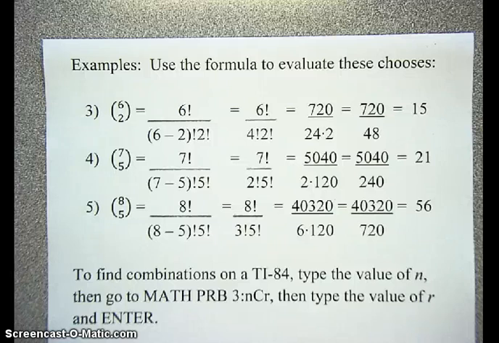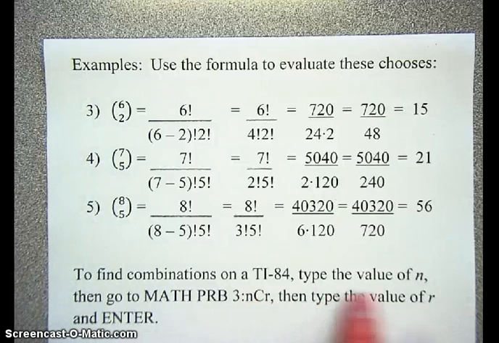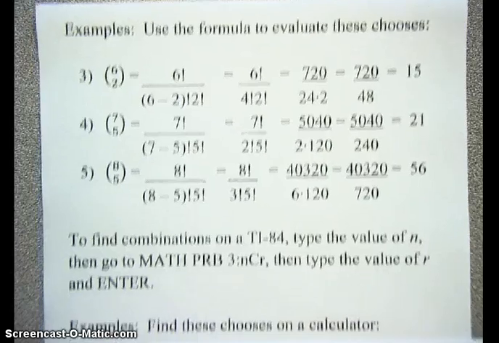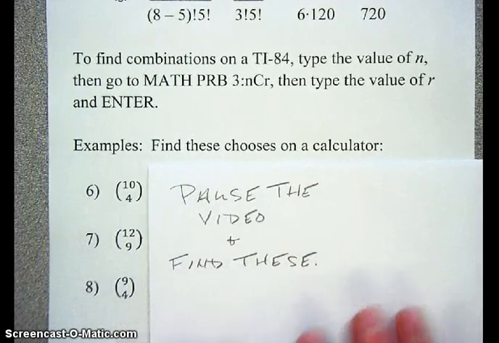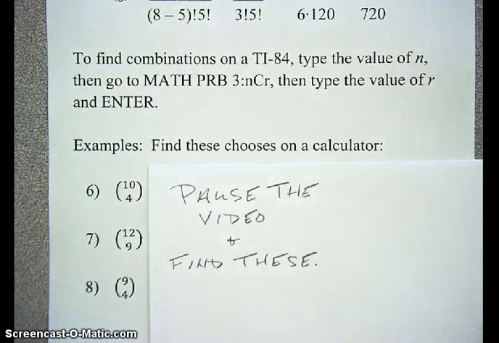So again, anytime you want to find a combination on the TI-84, type the value of n and then go to MATH PRB 3, which is nCr, and then type the value of r and enter, and you'll be all set. Now you can pause your video again and evaluate these 3 chooses on your calculator, and it probably won't take you but a minute. Pause your video and come back and check your work.